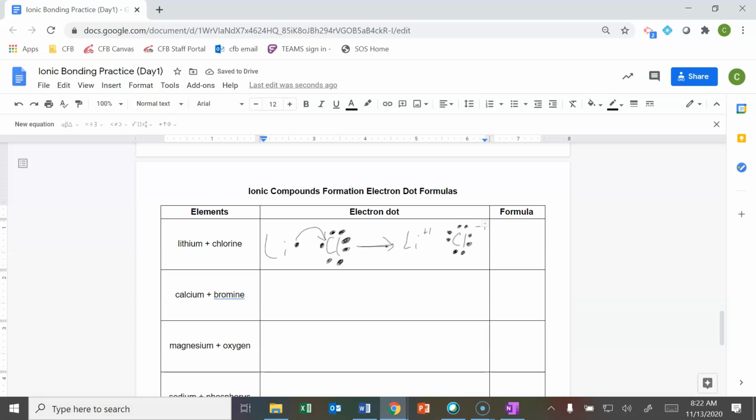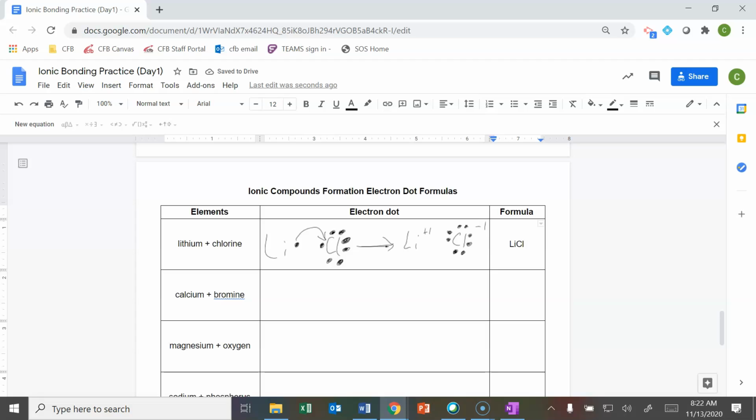And you can put brackets around the ions if you want to on the right side, but I'm not going to require that. Okay, and then our formula, so if we move over to the next thing, the formula describes how many ions there are. So there's one lithium ion, and there's one chlorine ion, or chloride ion, so we put Cl.